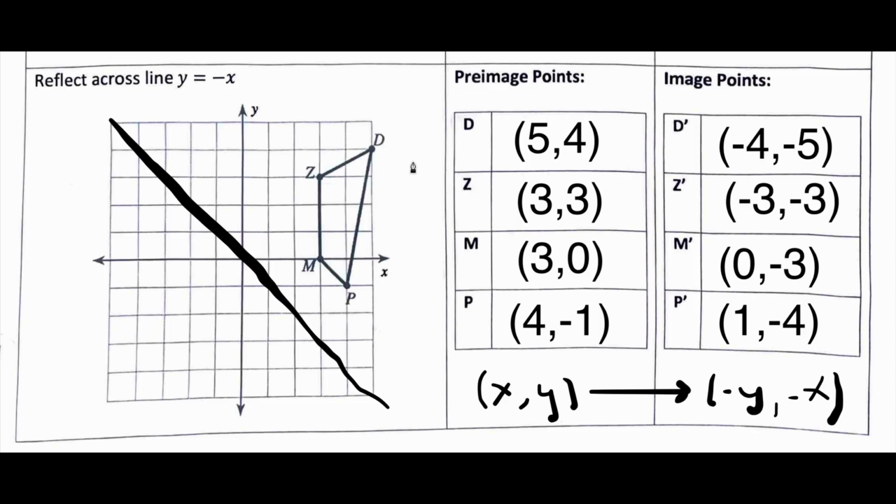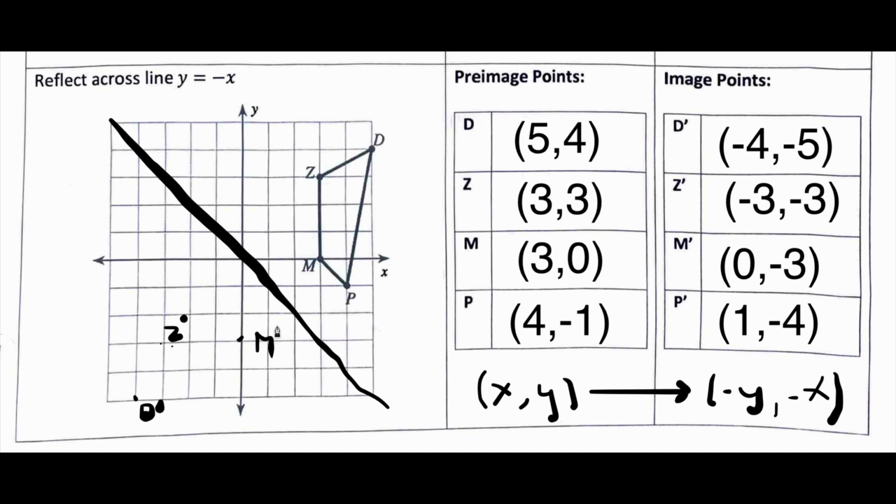Okay, so we know D prime is (negative 4, negative 5). So 1, 2, 3, 4 to the left, 5 down, 3, 4, 5. Okay, so it means D prime is right here. Okay, and then Z prime is 1, 2, 3 to the left, 3 down. Okay, so Z prime, you can label as being right there. M is 0 and then 3 down, 1, 2, 3. So M prime is right there.